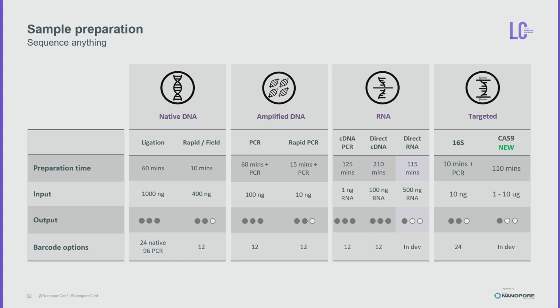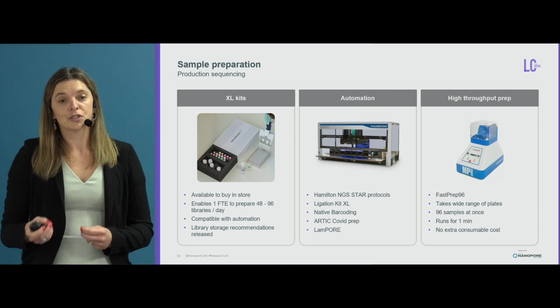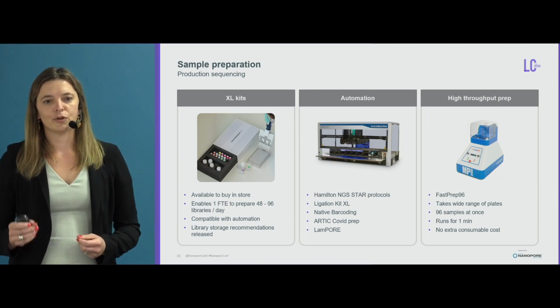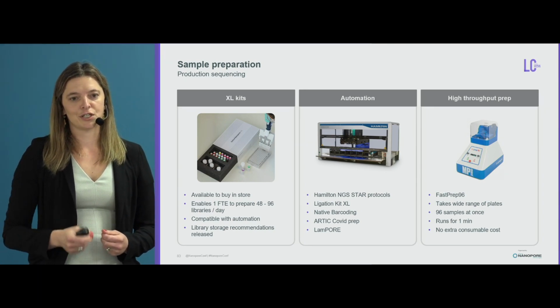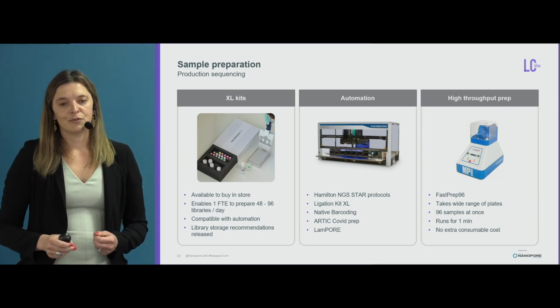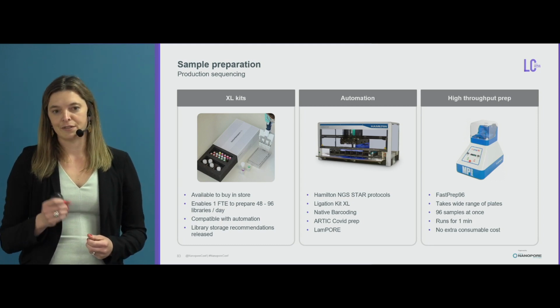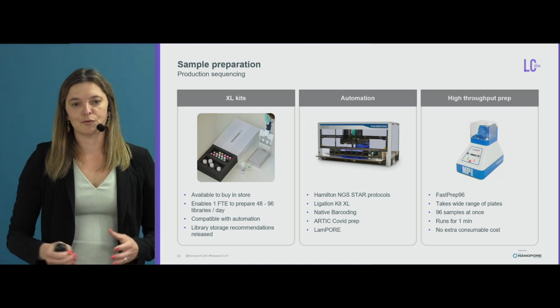And we provide a whole host of kits available on the shop for users to be able to apply to their research. Over the last few months, we've been working with our production scale customers to start increasing the number of genomes that those guys are capable of sequencing each and every day. So we've had XL kits coming out. We are actively working on automation with Hamilton, with ligation kits, native barcoding, the Arctic COVID prep, Lampore, that's all going into the automation prep.